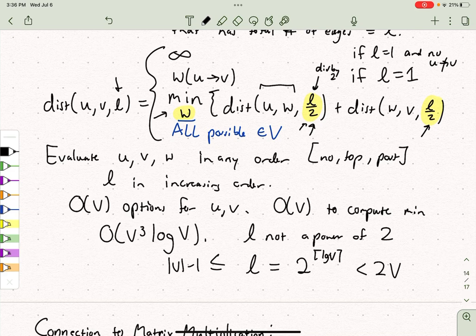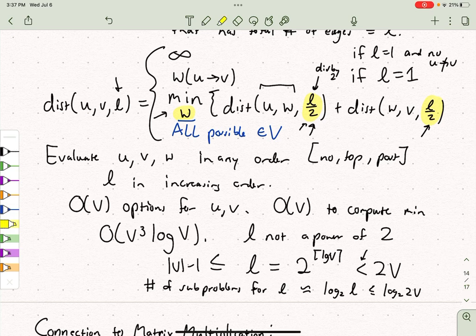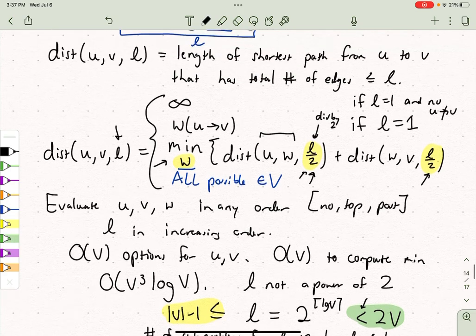And so that way, when we evaluate the number of possibilities for L, it's going to be log of this. Because we divide L each time, the number of subproblems, or number of ways to input L, is going to be approximately log base 2 of L, which is at most log base 2 of 2V. Because of this inequality. So for correctness, we just needed to be bigger than this, but for speed and efficiency, we need the other inequality. And that completes the algorithm.